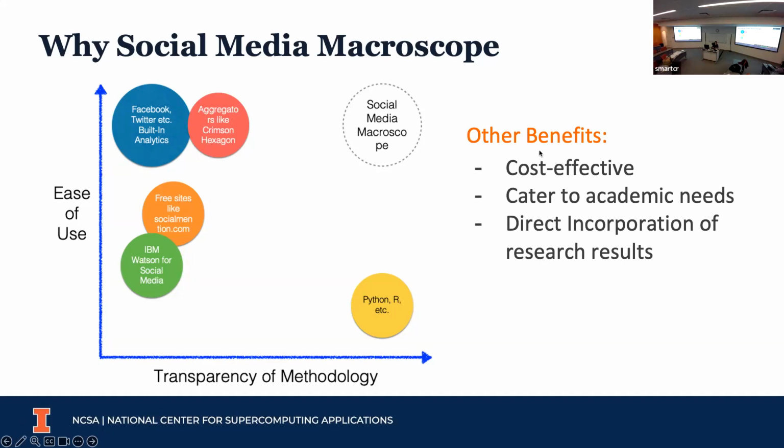There are other benefits. For example, right now, using the Social Media Macroscope is completely free for academic use, versus if you have to use commercial tools, you usually have to pay thousands of dollars in subscription fees. And we also cater to academic needs. A lot of our metrics are more research focused, versus those commercial tools, which usually cater to marketing or brand analytics, those types of things.